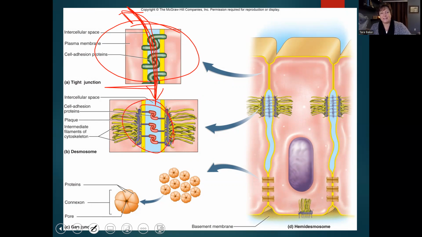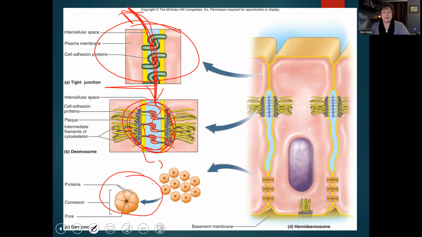This is a picture of a desmosome. The desmosome is a lot looser, and there's a lot more space. You can see that I could probably wiggle in and out to get from one side to the other. Remember, the desmosome is there just to hold things together so that they don't fall apart and allow for some stretch and some wiggle.